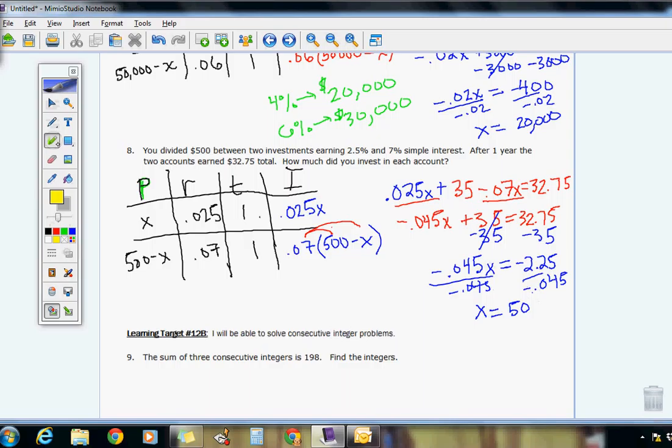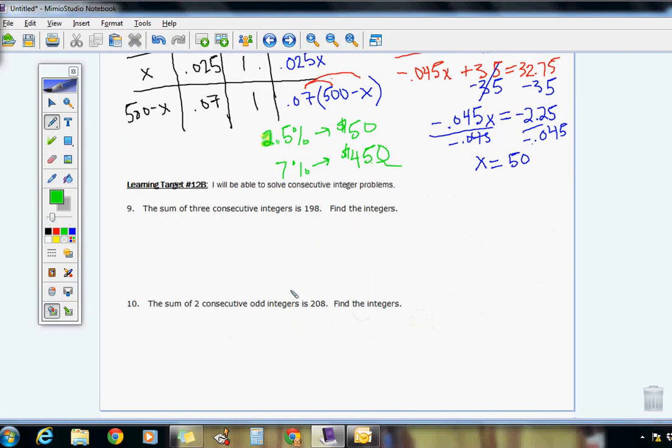That means $50. At 2.5%, we're going to make a certain amount, and that's $50. But then the other percentage, 7%, is going to be the rest of the money, so that would be $450.